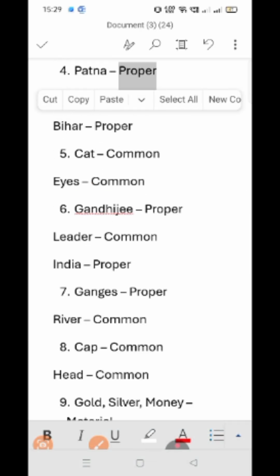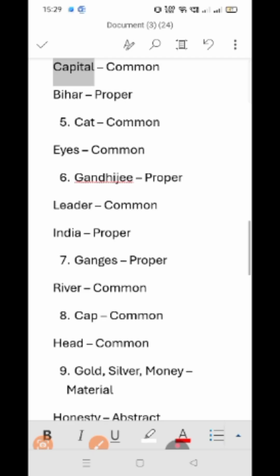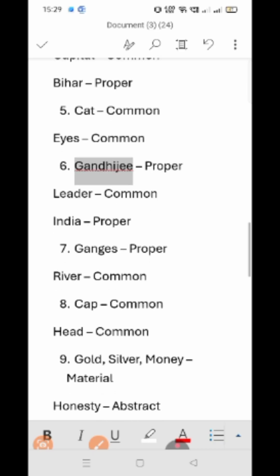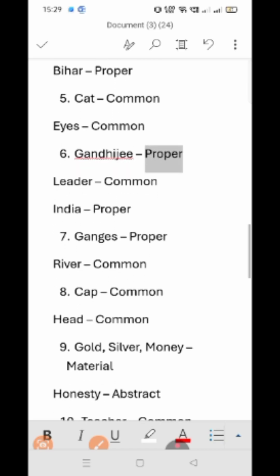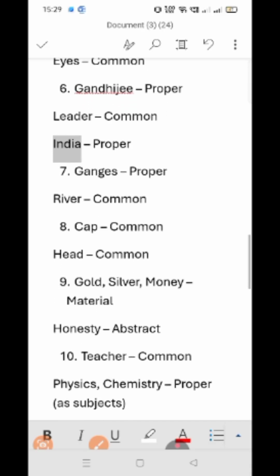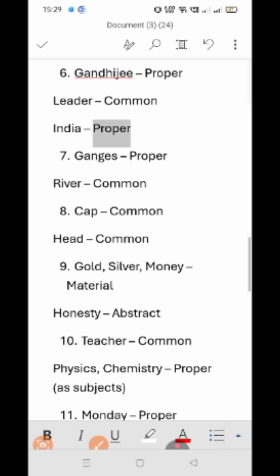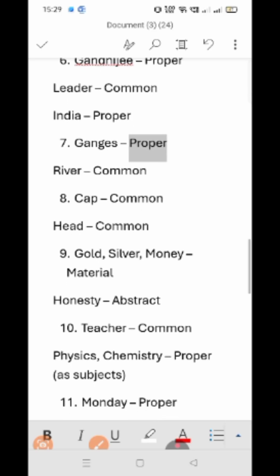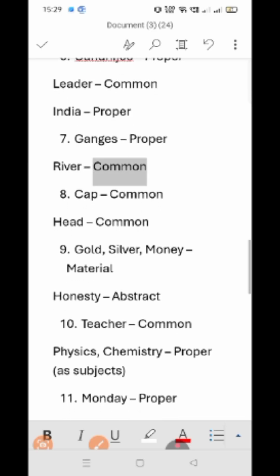Patna, proper. Capital, common. Bihar, proper. Cat, common. Eyes, common. Gandhiji, proper. Leader, common. India, proper. Ganges, proper. River, common. Cap, common. Head, common.